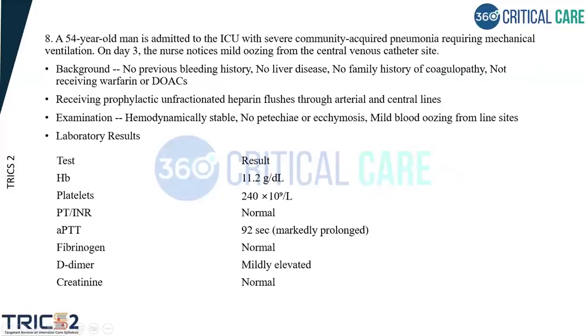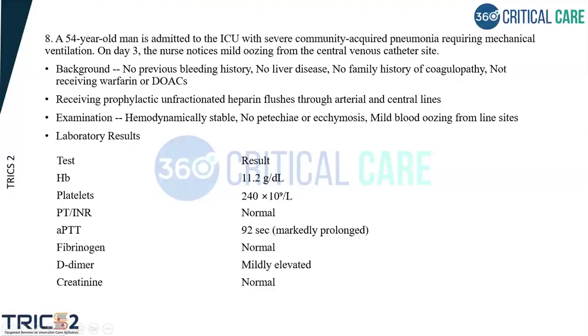So a 54-year-old man is admitted with, again, community acquired pneumonia. Okay, on day 3, the nurse notices some mild oozing from the central venous catheter site. So background, there is no previous bleeding history. There are no coagulopathies in the family. So he was just receiving some prophylactic unfractionated heparin flushes through arterial and the central lines.